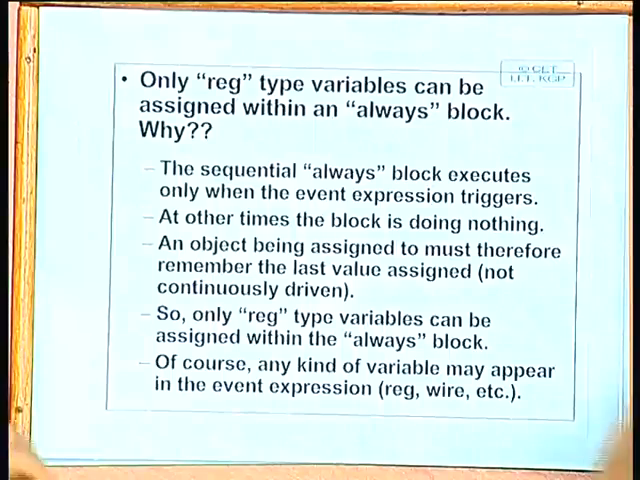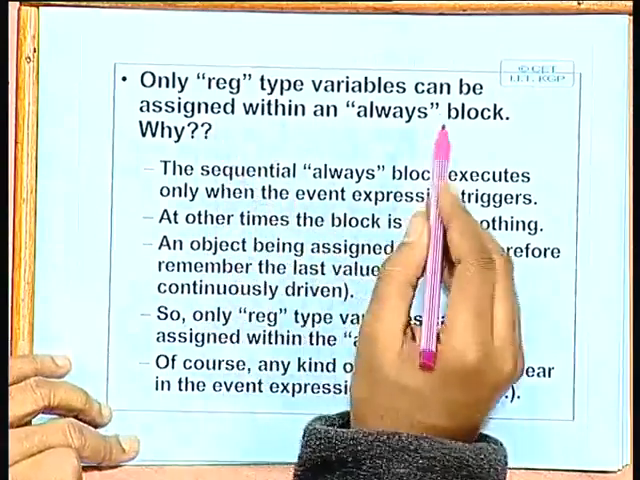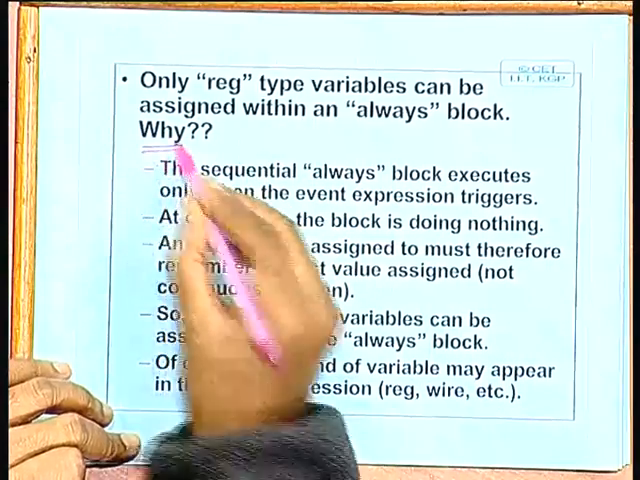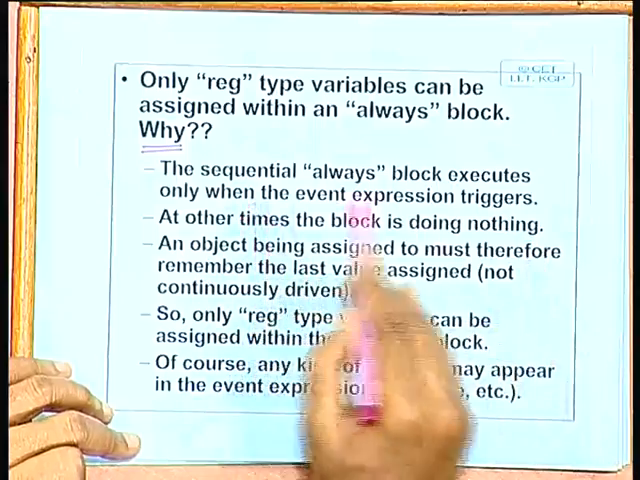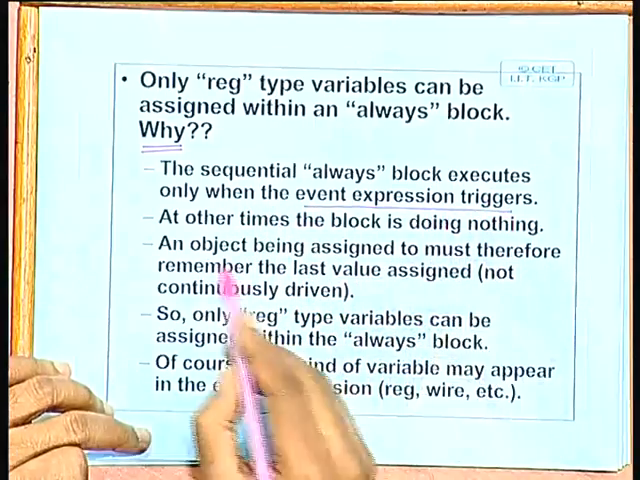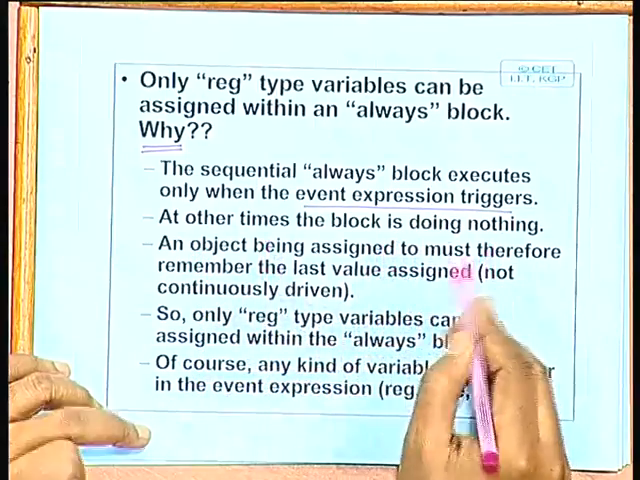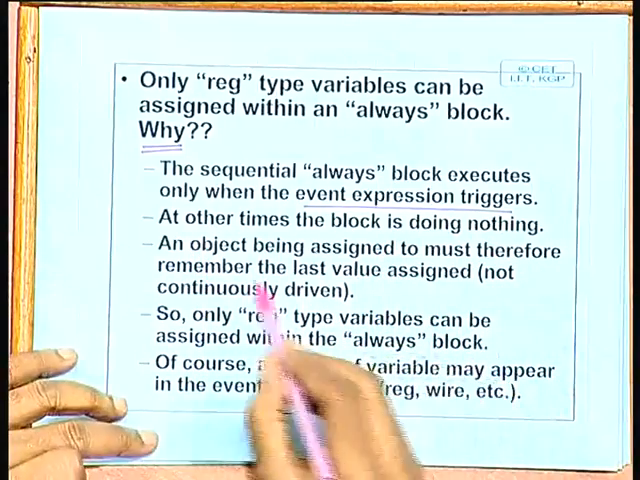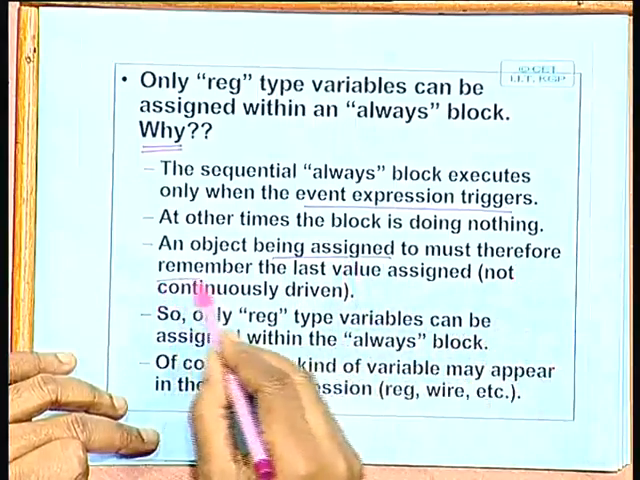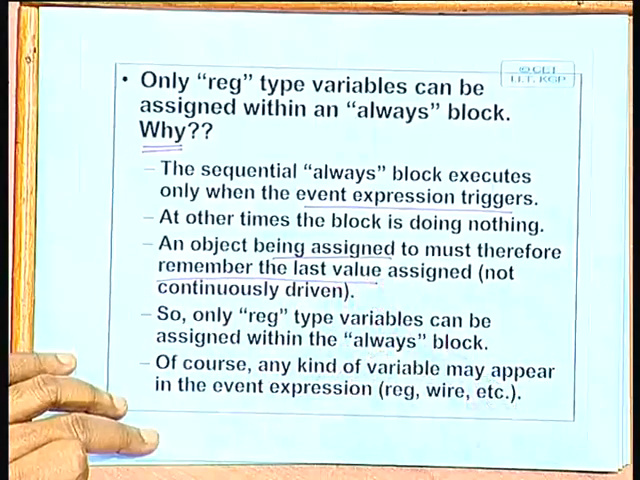Fine. Then the always statement, as I mentioned, let me just repeat this statement: only reg type variables can be assigned within an always block. I have already given the justification, because this will execute only when the event expression triggers, and at all other times the block is doing nothing, it is lying in the idle state. So, the variable you are assigning to must remember the last value. This is just what I mentioned.